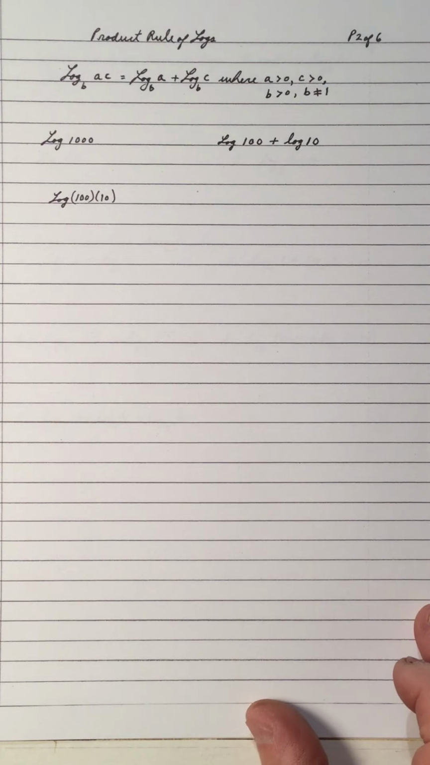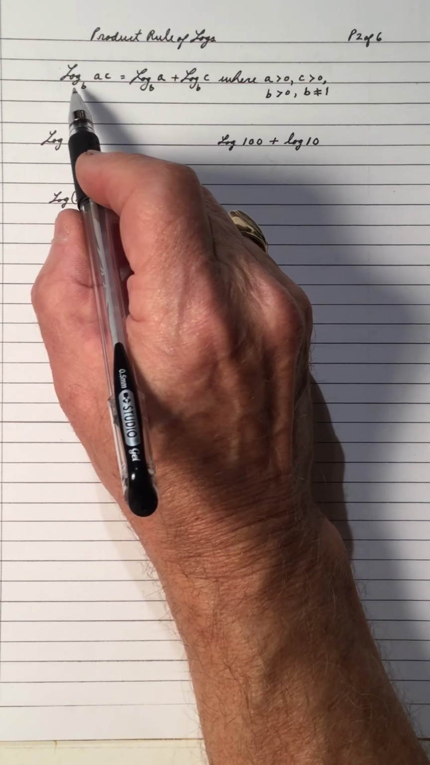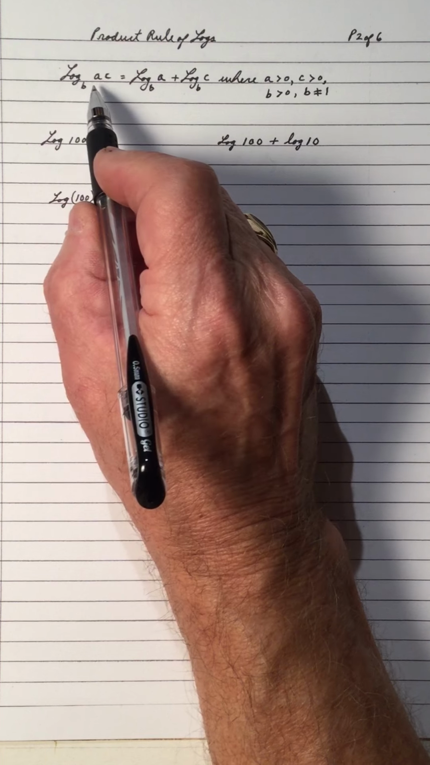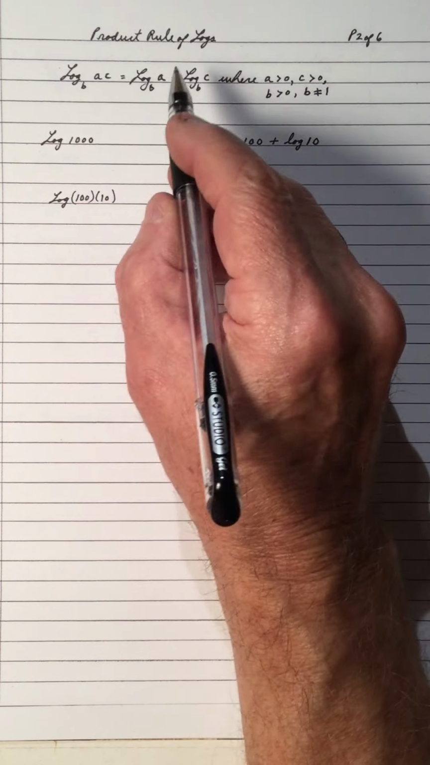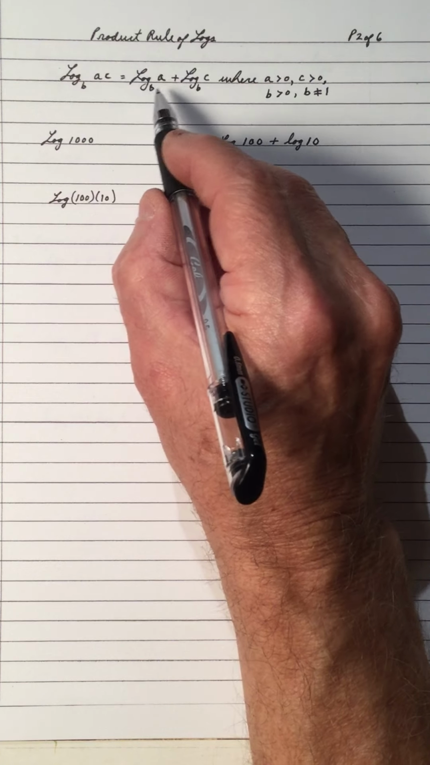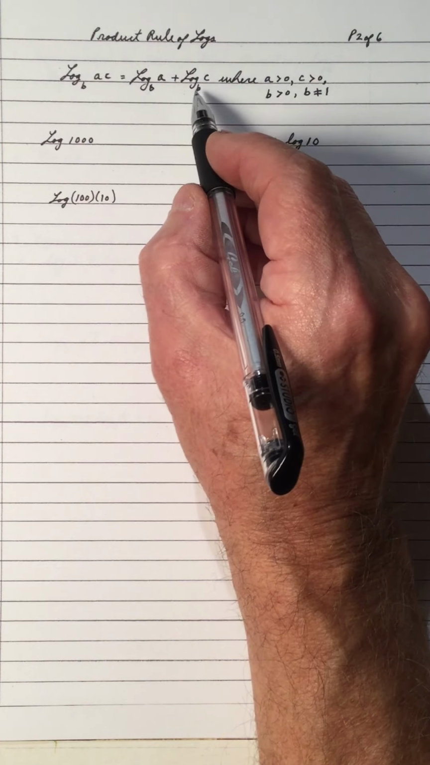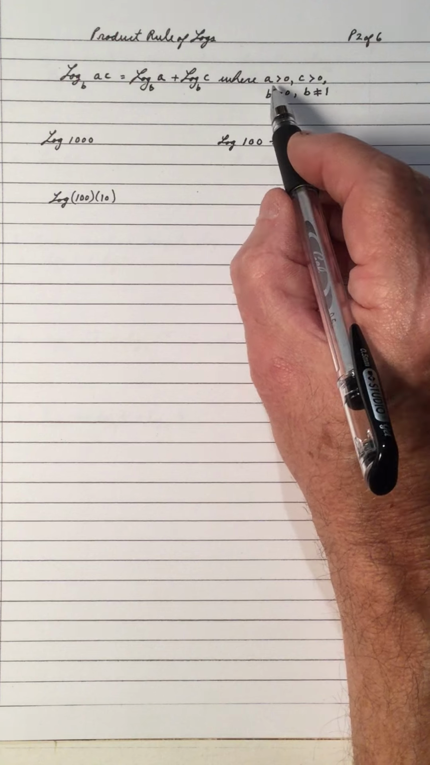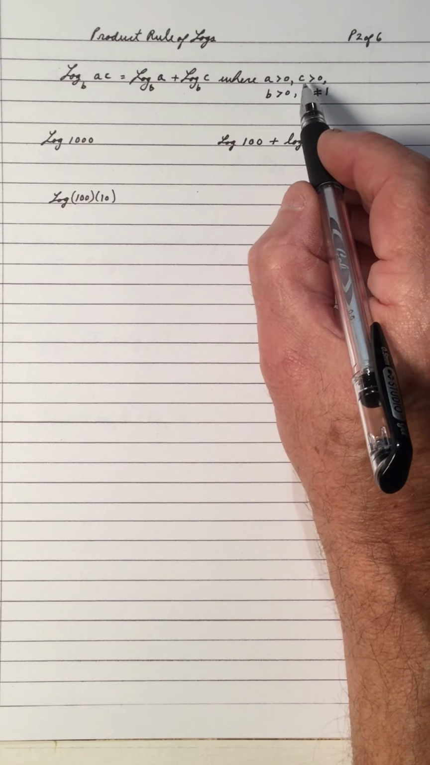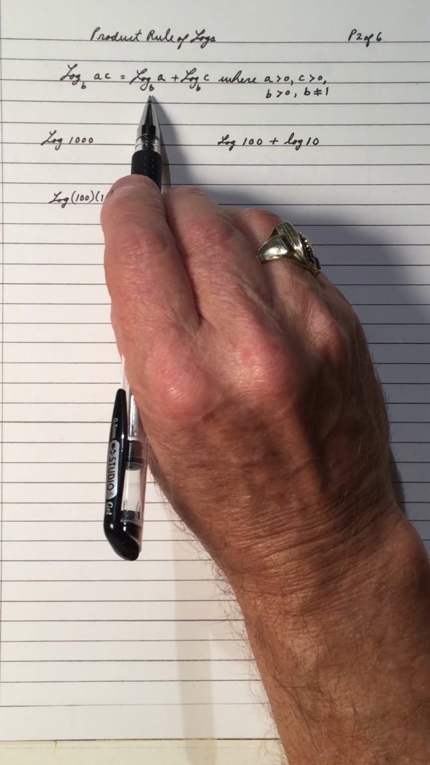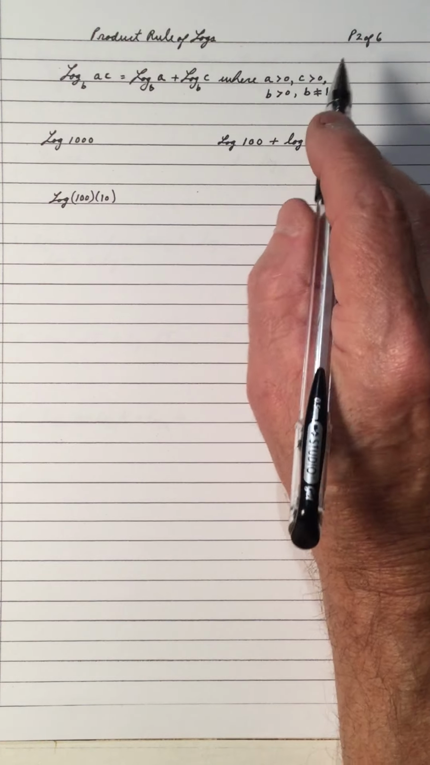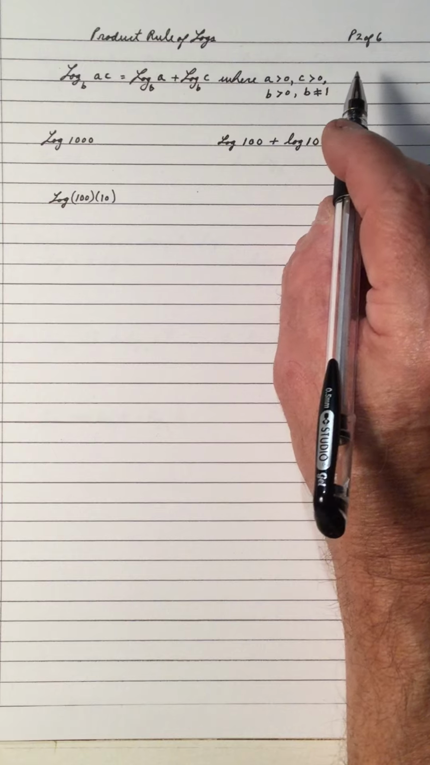The product rule of logs is: the log of A times C, base B, is equal to the log of A base B plus the log of C base B, where A is greater than 0, C is greater than 0, and the base B is greater than 0 and not 1. Let's look at an example.